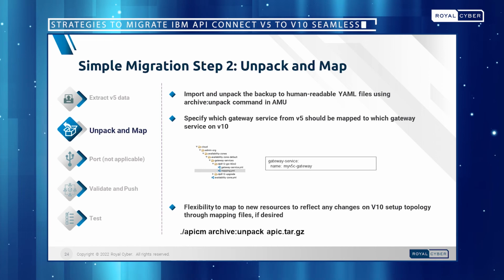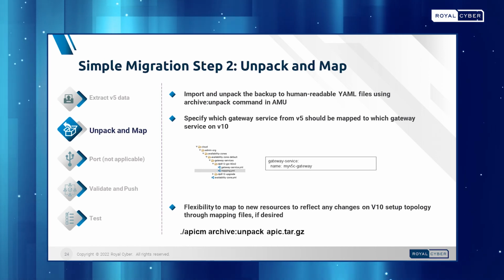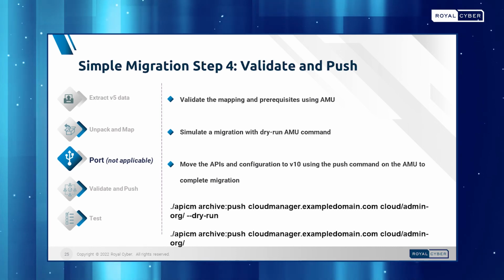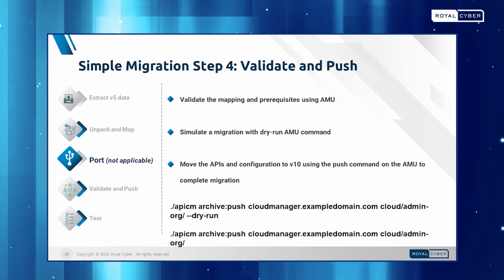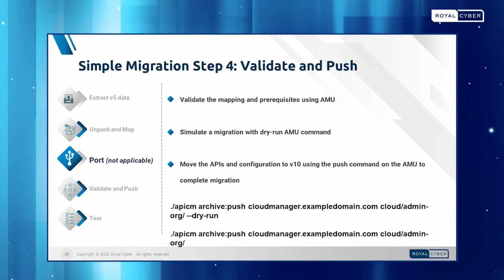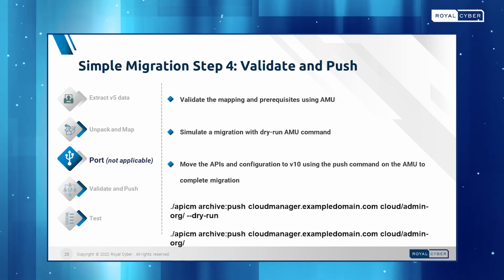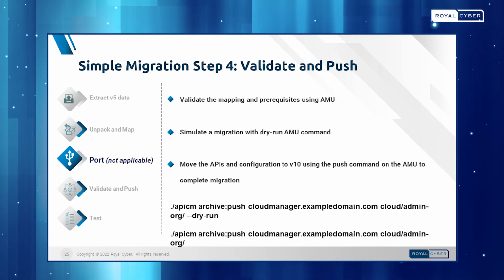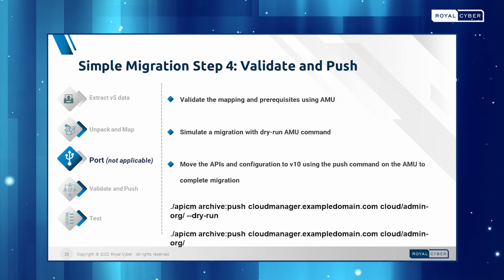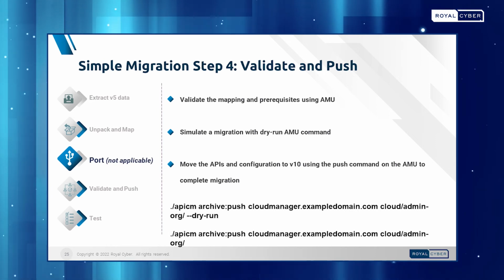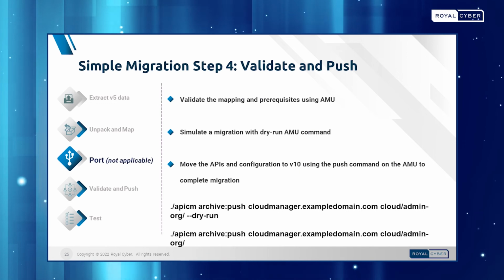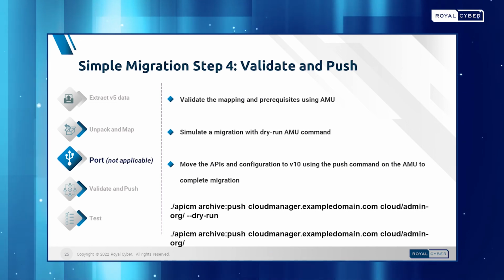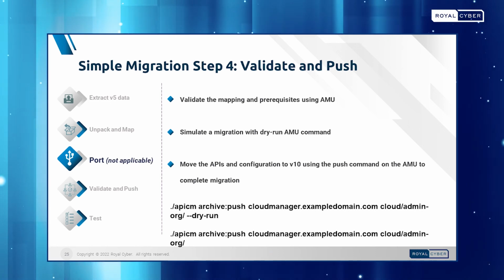Okay, so we have done two steps. You have extracted your data, you have unpacked it. Port is not mandatory, so I'll skip it in this step, but I'll explain it in my last slide. Just to mention, if there are further customizations that you need to do, especially when you are moving gateways from V5 compatible to V10, then you have to run that step for ports. However, if that is not your requirement, then you can move to the fourth step, which is validate and push.